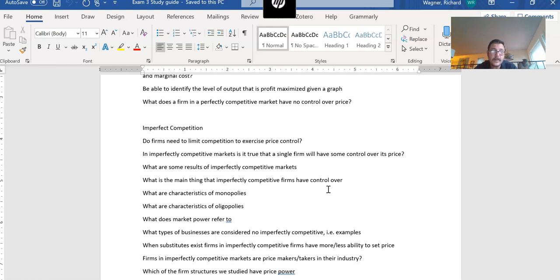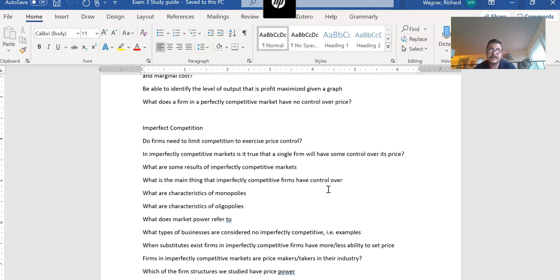Okay. In imperfectly competitive markets, is it true that a single firm will have some control over its price? Yes, that is absolutely the case. Remember, because they have some type of power over their customer. If it was monopolistic competition, they had goodwill and brand. If it's a monopoly, they are the market. And if it's an oligopoly, they're really, really powerful and they don't have very much competition. So they're able to set the prices at whatever level is good for their profit maximization.